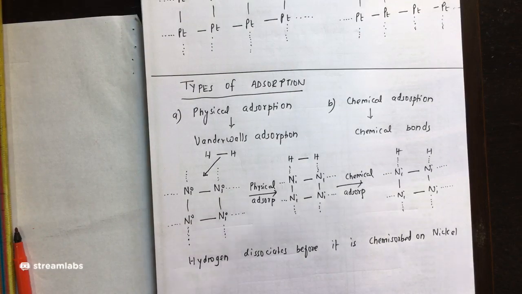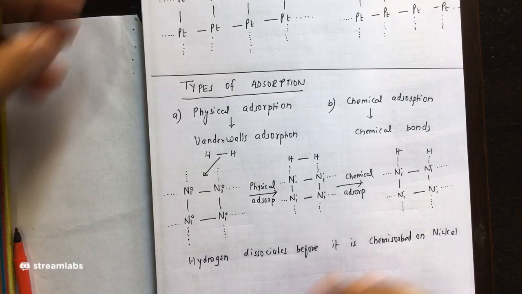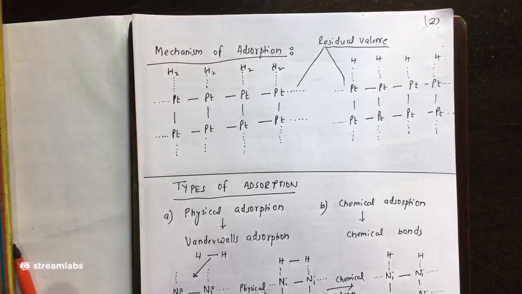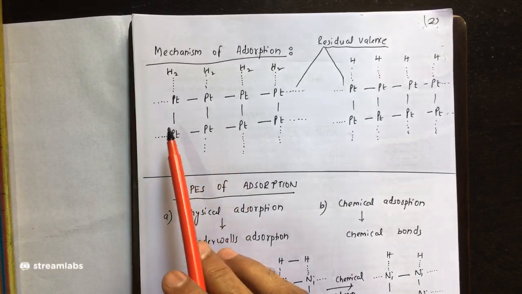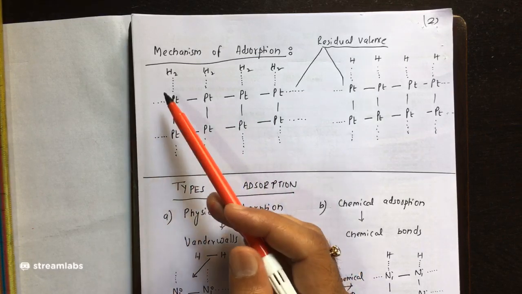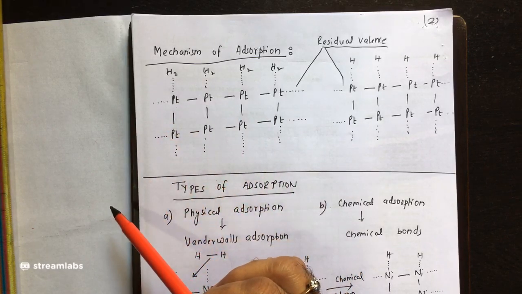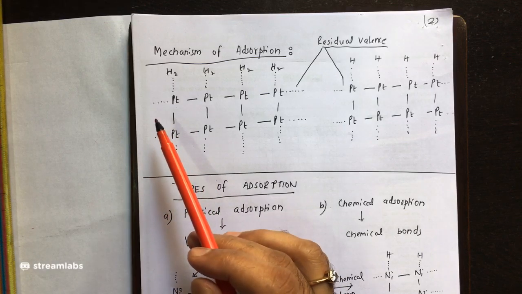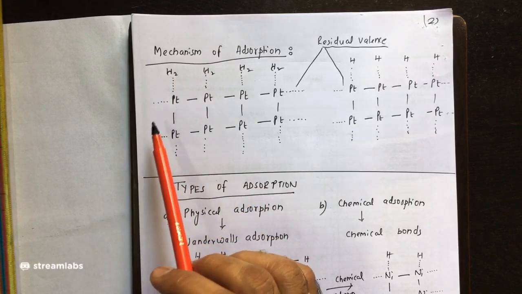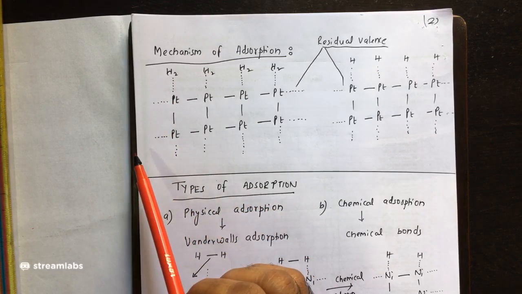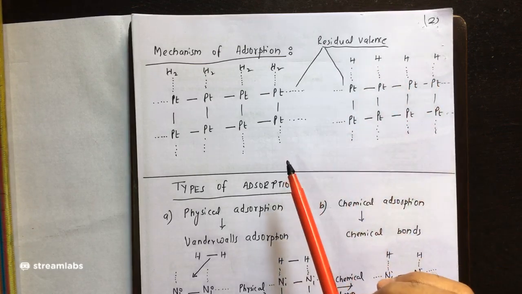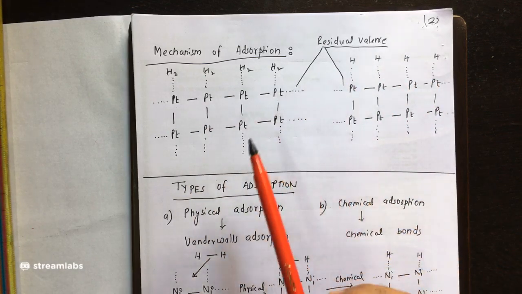Now if you talk about the mechanism of adsorption, here I have shown you the mechanism of adsorption. These are platinum metal atoms. They have metallic bonds between them, but the dotted ones which I have shown are called residual valence. So this is hydrogen which is molecularly adsorbed on the platinum, and this is hydrogen which is atomically adsorbed on the platinum. This is all residual valence.